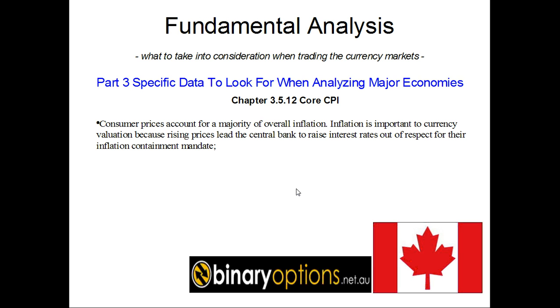Consumer prices account for a majority of overall inflation, and this is why traders care, this is why this is important, and this is why central banks are keen to cap inflation levels. Inflation is important to currency valuation because rising prices lead the central bank to raise interest rates out of respect for their inflation containment mandate. Remember, a regular mandate calls for keeping inflation below or close to 2%.